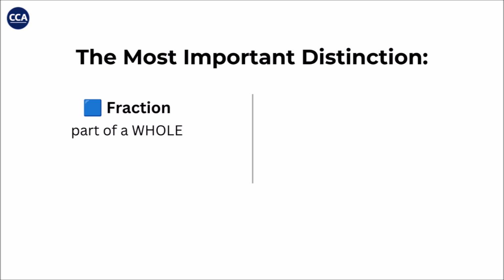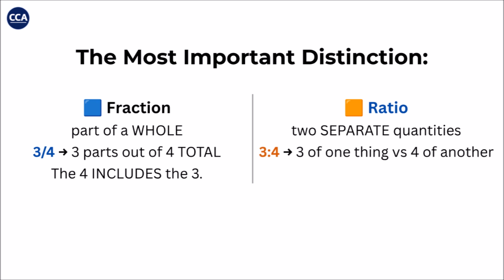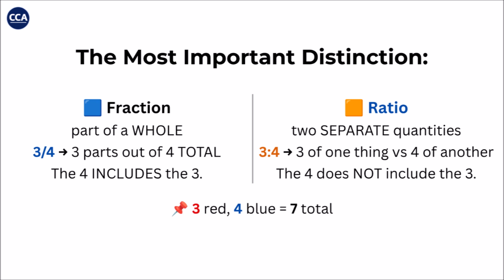A fraction represents a part of a whole. When you write 3 over 4, it actually means 3 parts out of 4 total parts. The 4 includes the 3. It is the whole. On the other hand, a ratio compares two separate quantities. When you write 3 to 4, it means 3 of one thing compared to 4 of another thing. The 4 does not include the 3. They are separate groups.